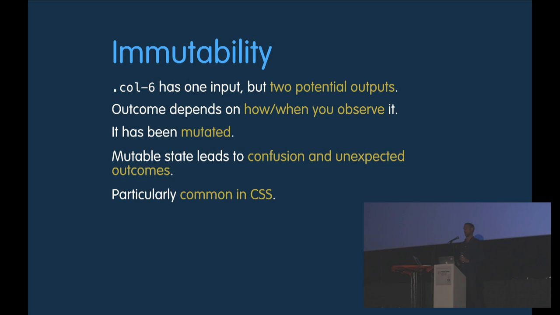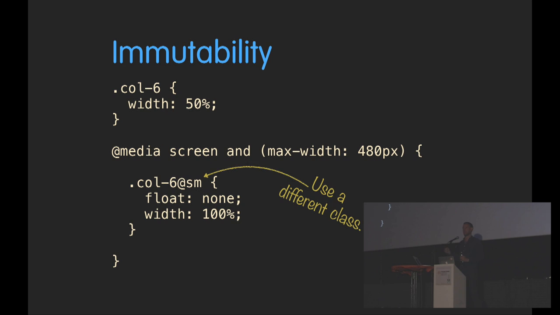The way I solve this in the responsive world is just to use a different class. This @sm on the end, a responsive suffix, just says, well, col-6 is this, but col-6 at small is this. Don't worry too much about this making sense right now. I will share a link to the article that discusses how this works. But this is all about lack of mutability, right? This is creating immutable classes by using two of them.